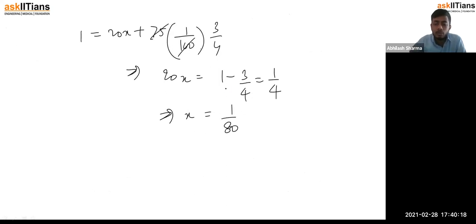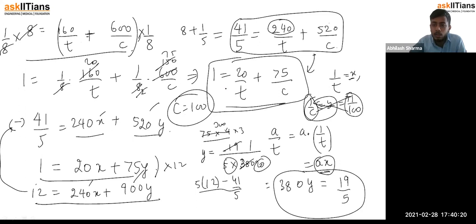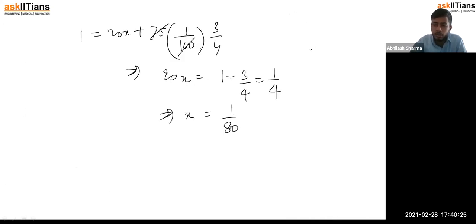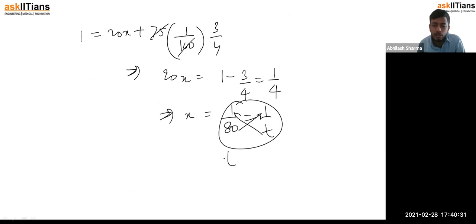But x was also equal to how much? 1 by t. From here you can see, right? That's what we had substituted. So 1 by t. So from this equation, when we cross multiply, we are getting t is equal to 80, which is the answer also.